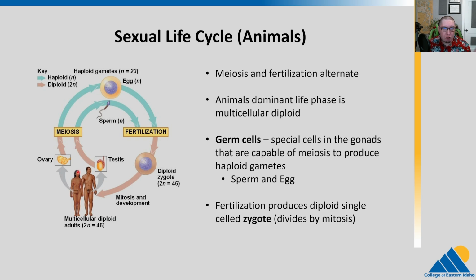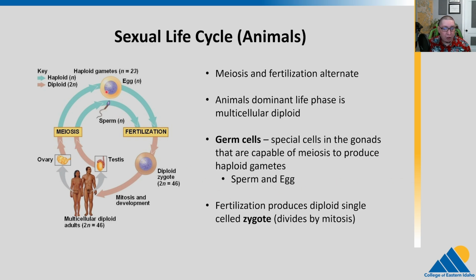The germ cells in here, in the testes and the ovary, they produce our special cells, the gametes, through meiosis. So we produce the haploid gametes through meiosis in animals. The sperm and the egg are made by meiosis. Why am I being so specific here? Because it's not the same in all organisms.